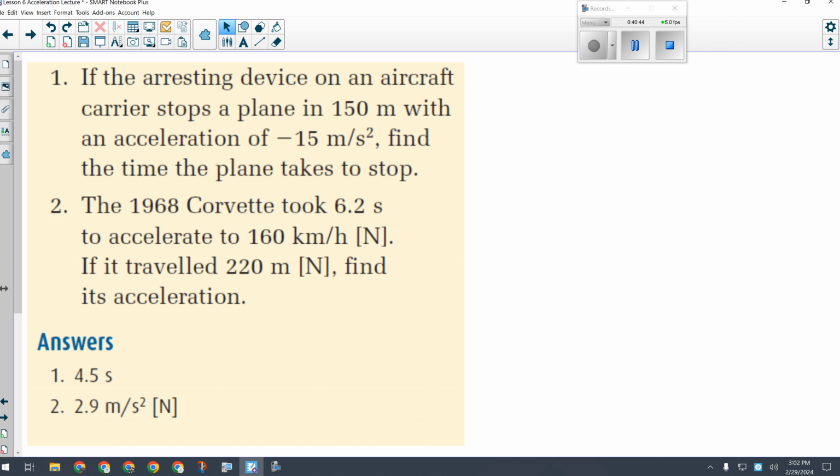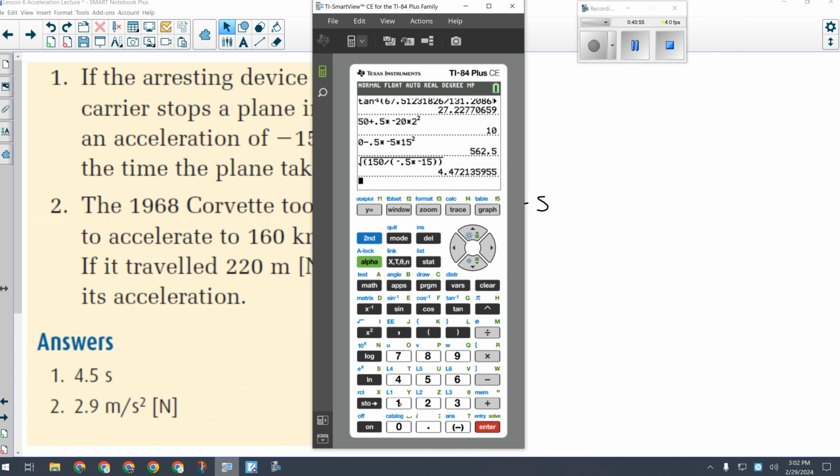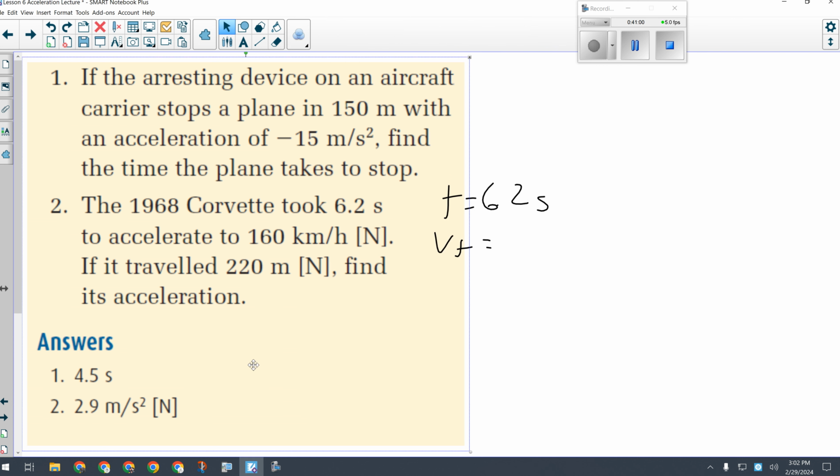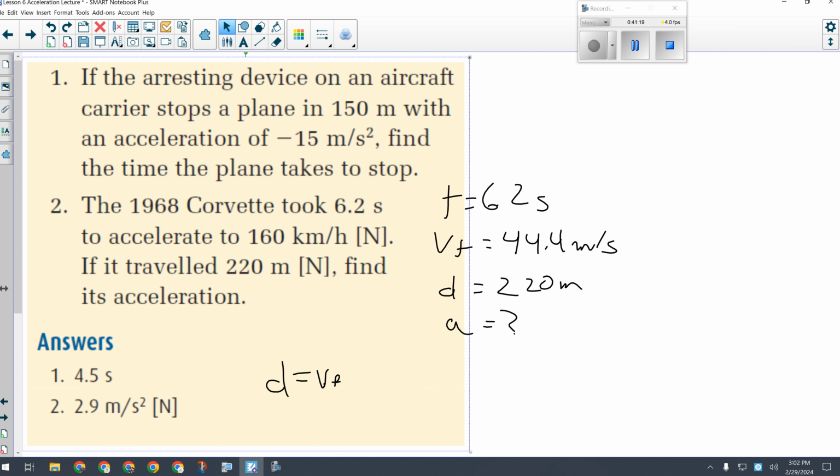So we would have a time of 6.2 seconds. It's accelerating to this speed, so our VF is going to be 160 divided by 3.6. So 44.4 repeating meters per second, and it travels 220 meters. Find its acceleration. Well, we know that D equals VF times T minus 1/2 AT squared.